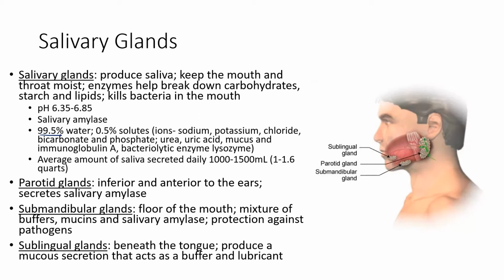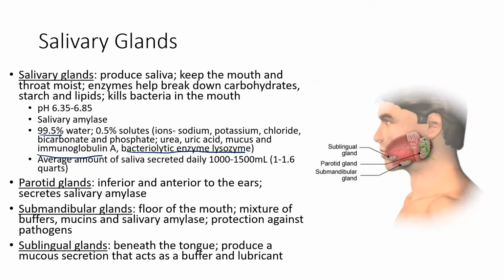They're going to include some solutes, and those solutes are going to include sodium, potassium, chloride, bicarbonate, and phosphate, urea, uric acid, mucus, and immunoglobulin A, and bacteriolytic enzyme lysosomes. So you might be saying, why would it need to include all of that? Well, that's to kill off any bacteria as well as maybe any pathogens that might find their way into your mouth. It's a good line of defense. It's also a way to protect your teeth.